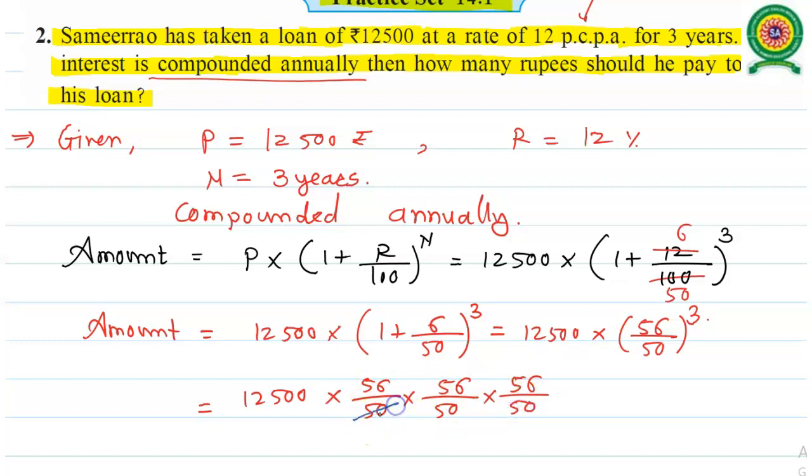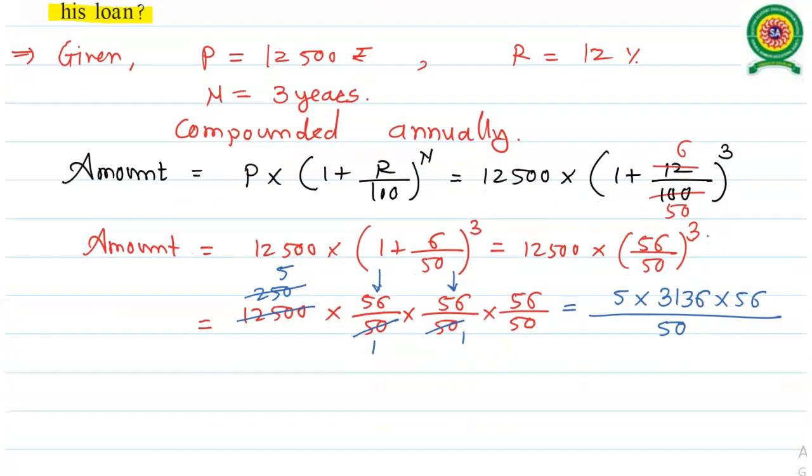Now we know 50 ones are 50, 50 into 250 we get 12,500. Now again 50 ones are 50, 5 fifties are 250. So we remain with 5 into 56 into 56, which is 3,136, into one more 56, the whole divided by 50. Now 5 ones are 5, 5 tens are 50.